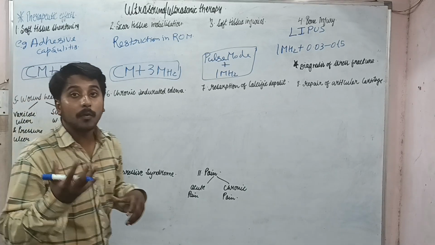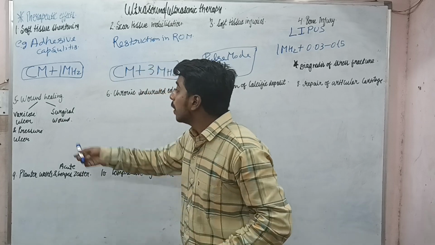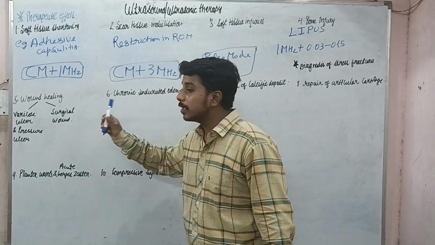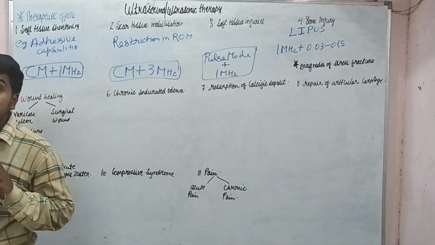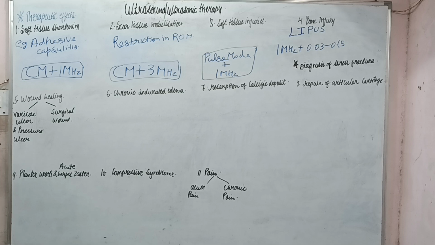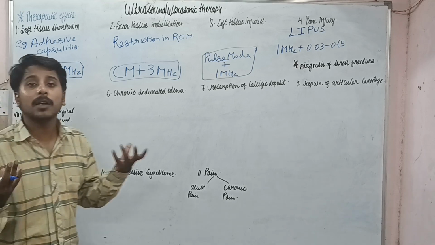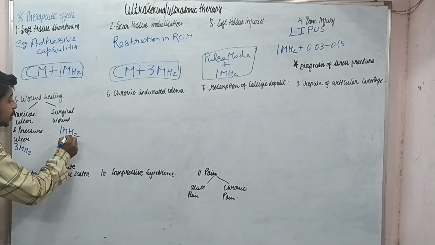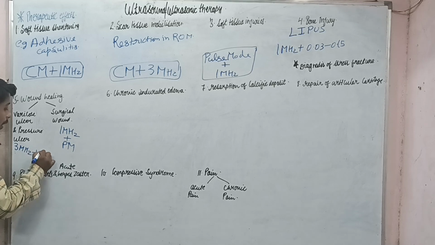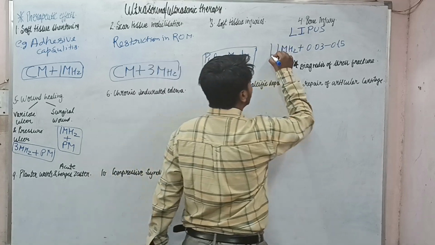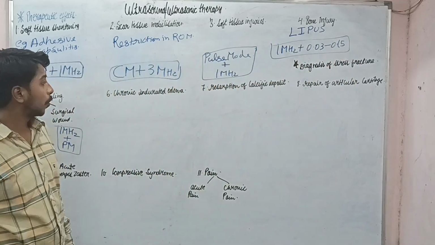Next is wound healing. Wounds can be either superficial or deep. Examples of superficial wounds are varicose ulcer and pressure ulcer, while a deep wound is a surgical wound. The difference will be in the frequency. Superficial, so we are going to use 3 megahertz. Surgical wounds are deep, so we use 1 megahertz. In both cases the wound is in the acute condition, so we use the pulse mode. So you need to make boxes so that you understand how the treatment protocol is going.